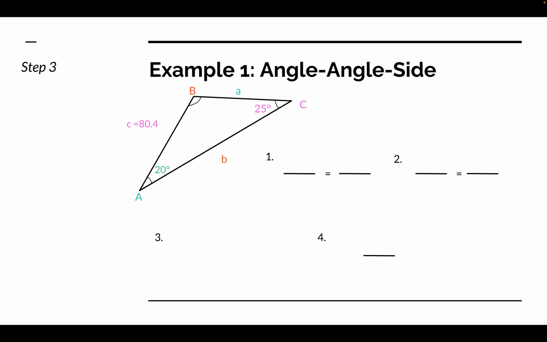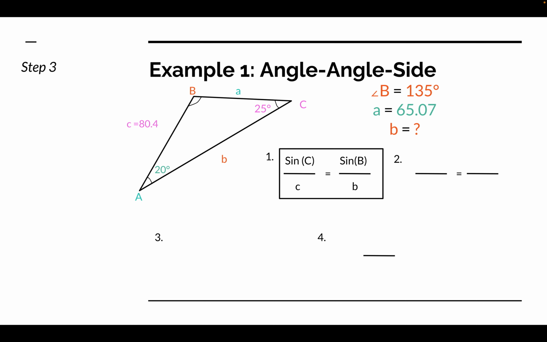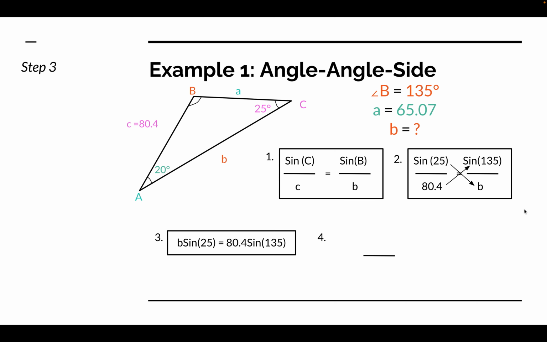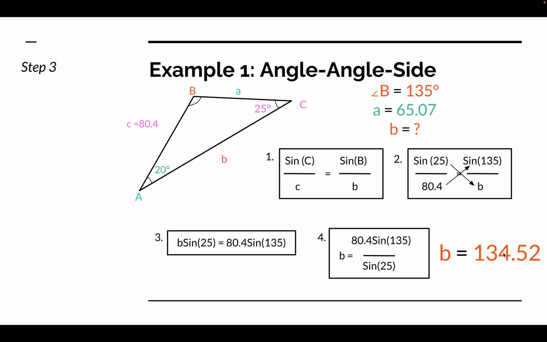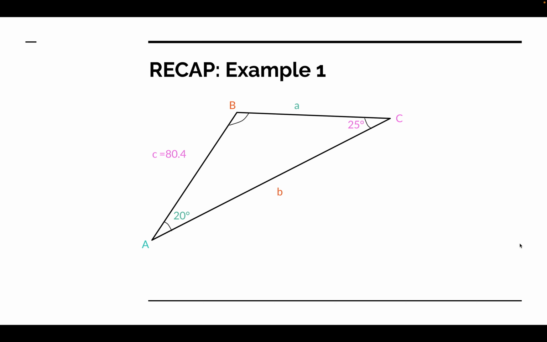So we got angle B and side A. Let's go ahead and do side B. I'm going to repeat that same process again. We're going to use C again because I trust those numbers. Plug it in, cross multiply, then get B by itself, dividing by sine 25 on both sides. Plug all this into your calculator, and you get B equals 134.52. So, a little recap: we looked for angle B, which is 135, side A, and side B.